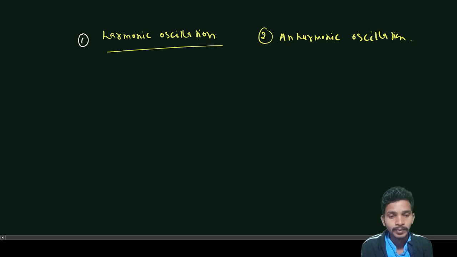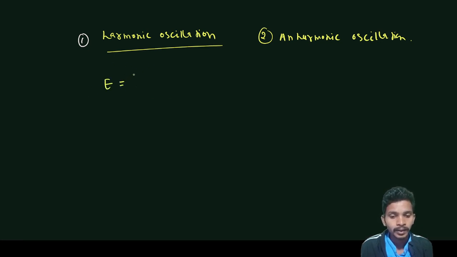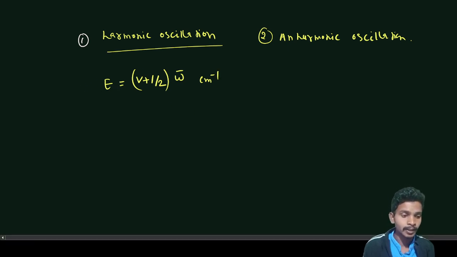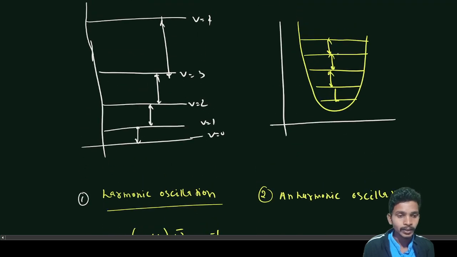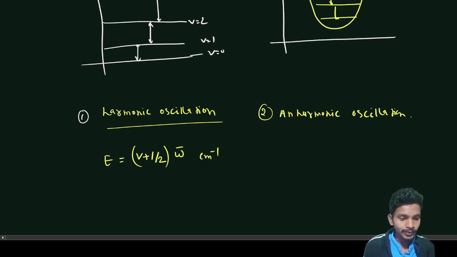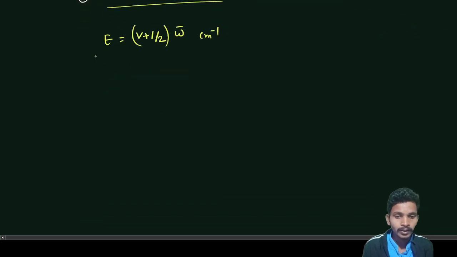In harmonic oscillations, we have discussed that E is given by v plus half omega naught, and this is in centimeter inverse. We used this to derive the energy, and we describe these energy levels by using this equation.